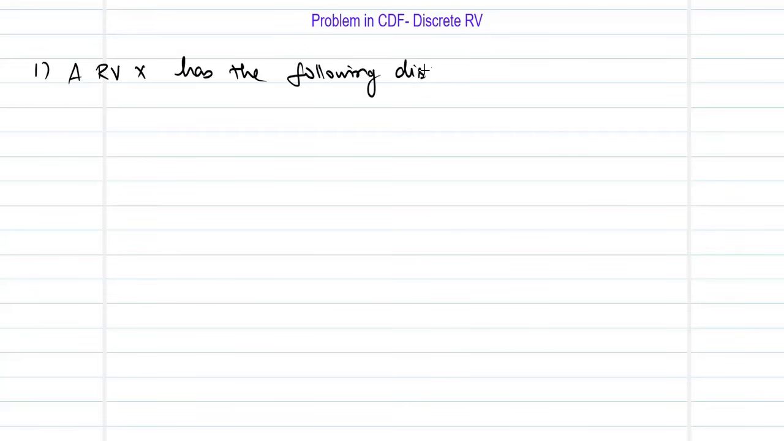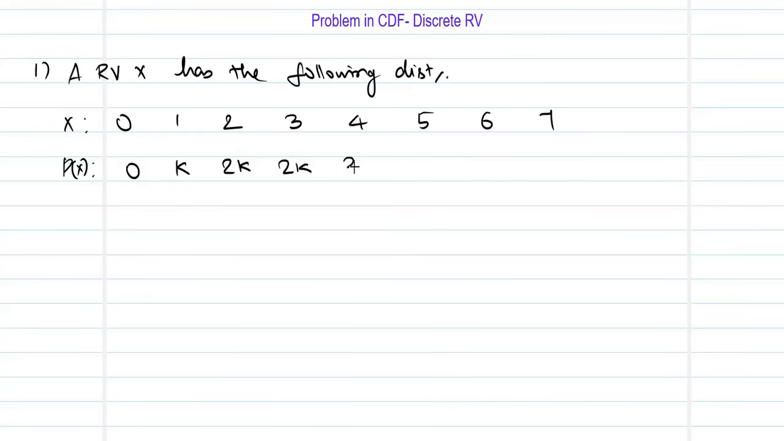The problem is: a random variable capital X has the following distribution. So the capital X takes the values 0, 1, 2, 3, 4, 5, 6, 7 with the corresponding probability of X being 0, K, 2K, 2K, 3K, K square, 2K square, 7K square plus K. The question is to find the value of K.